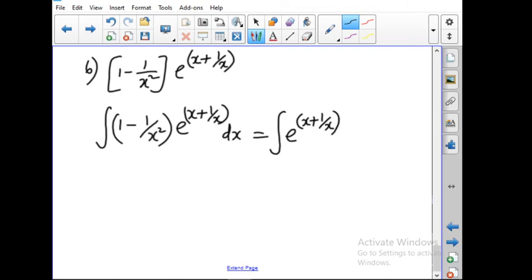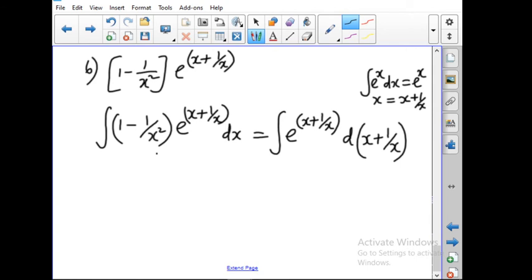This term is nothing but the differentiation of x + 1/x. So what is the differentiation of x? 1. What is the differentiation of 1/x? Minus 1/x². So here we have the integral of e^x dx is equal to e^x, and in the place of x we have x + 1/x. Okay. So what's the answer now? e^x dx means e^x. So your answer is e^(x + 1/x) + c.